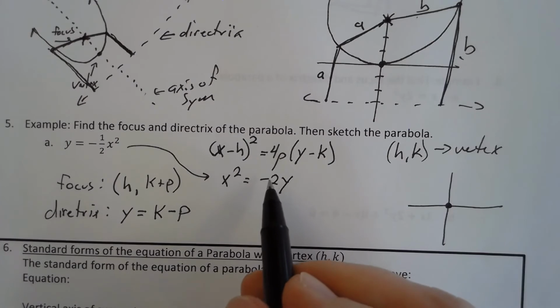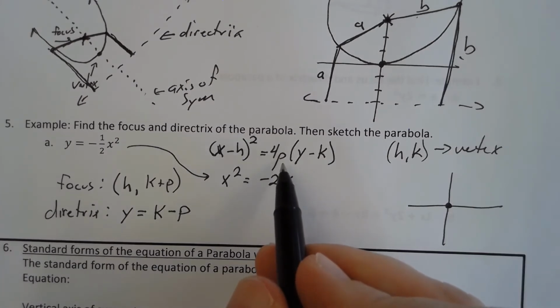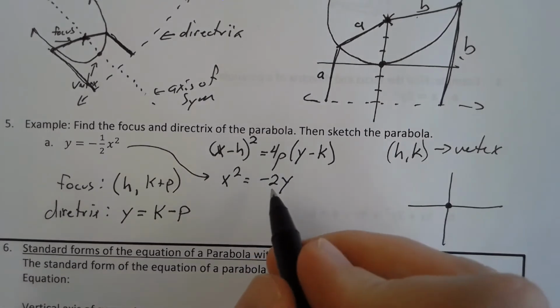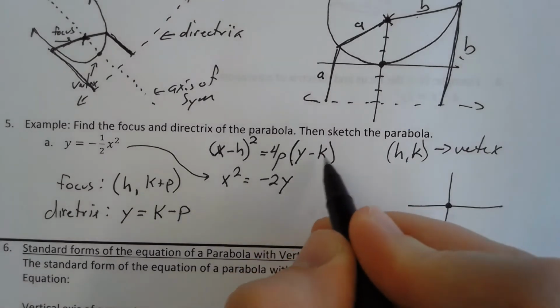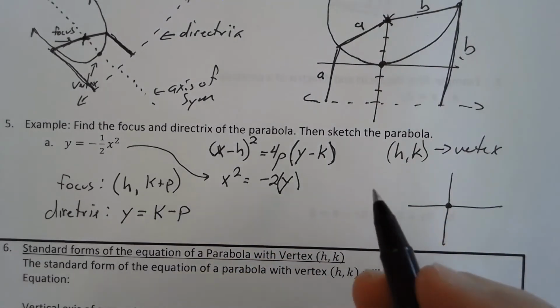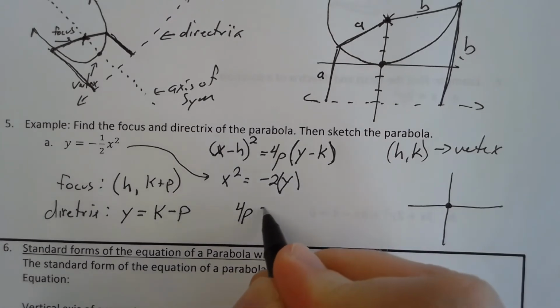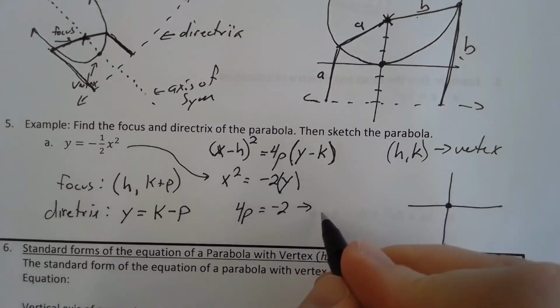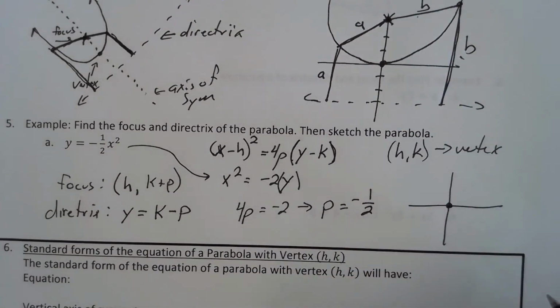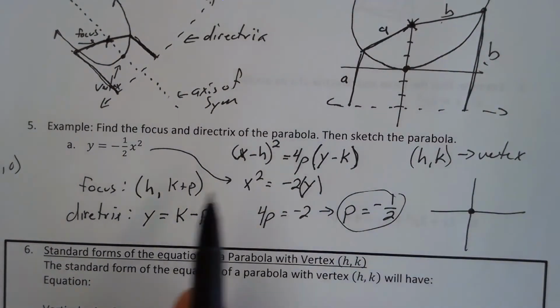Now, I know again that my vertex is 0, 0. I've got to figure out what my p value is, because my p value will define the distance from the vertex to my focus, as well as from the vertex to my directrix. Since this is all being multiplied by y minus k, this whole thing is technically that same exact thing. So 4p is supposed to be equal to negative 2, which tells me that if I solve for p, dividing by 4, I get negative 1/2.